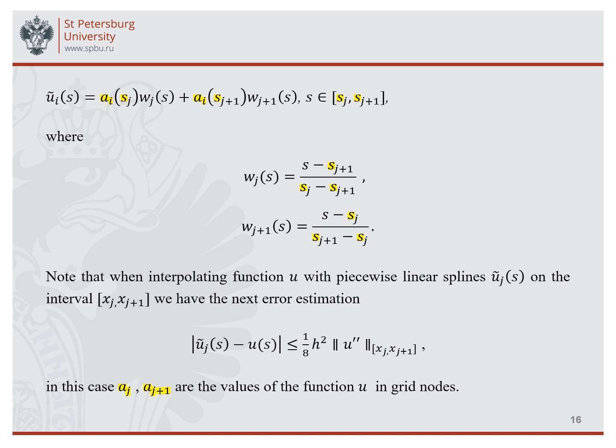Here we can see how we can use the splines of the second order approximation. Here we can see the basic function, and here we can see the error of approximation when we provide the interpolation of functions using the splines of the second order approximation. The approximation we construct on every interval xj, xj plus 1.